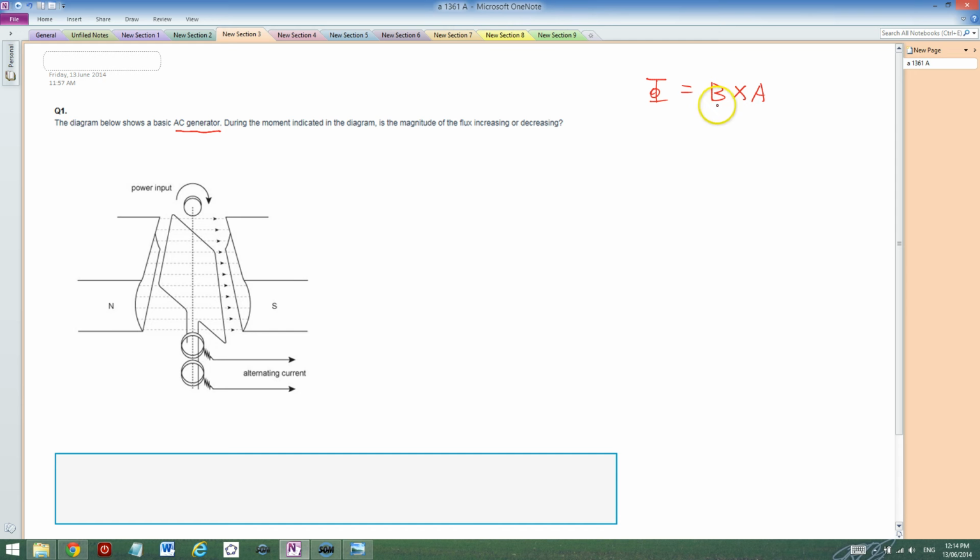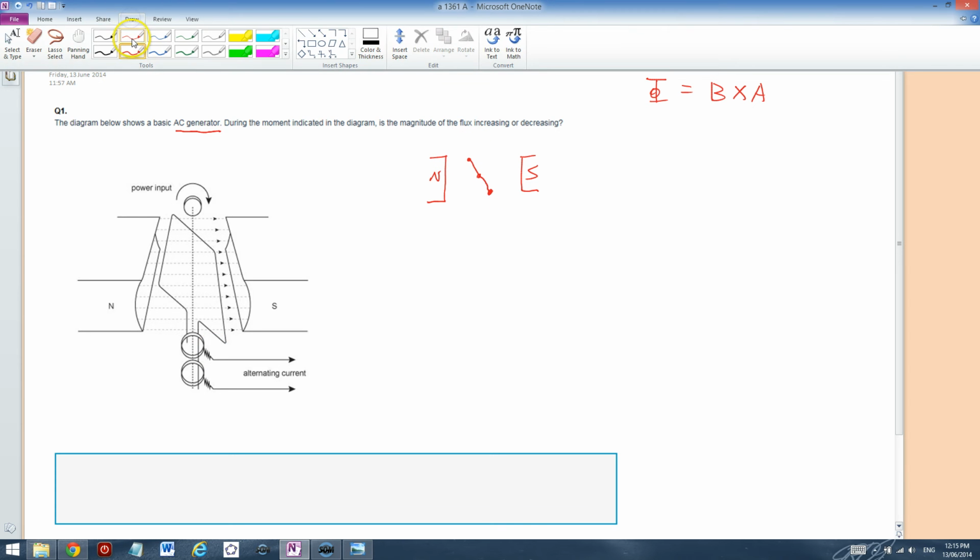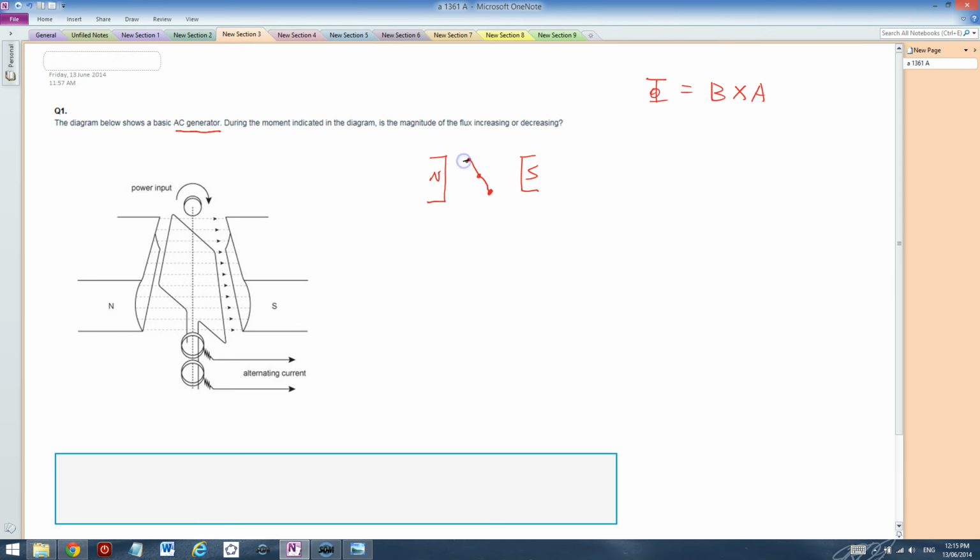The magnetic field doesn't change as it rotates clockwise from this position. The only thing that changes will be the area. Just be aware, the area is the cross-sectional area. When the coil is on a slide, we talk about this part of the area.